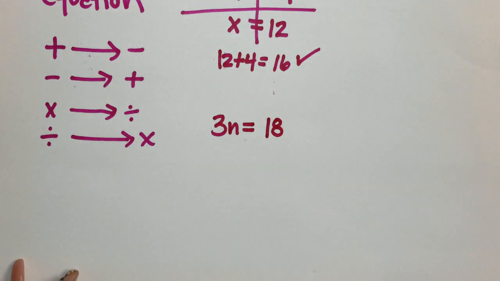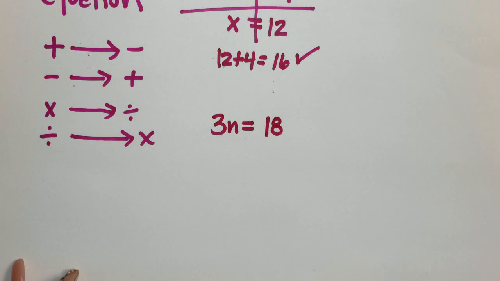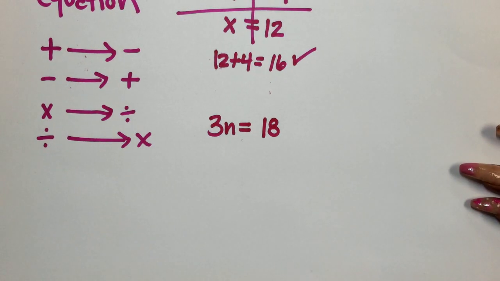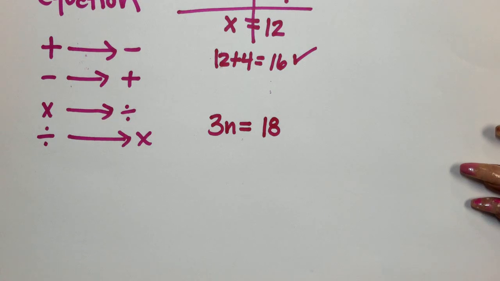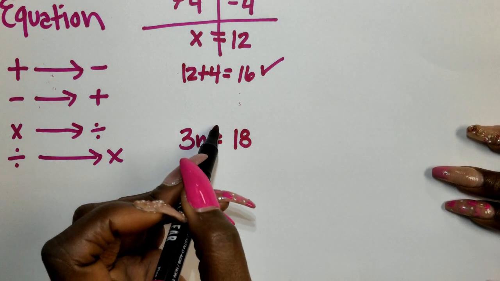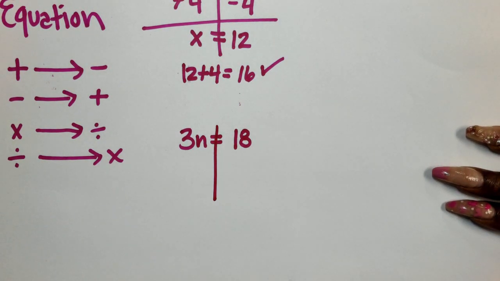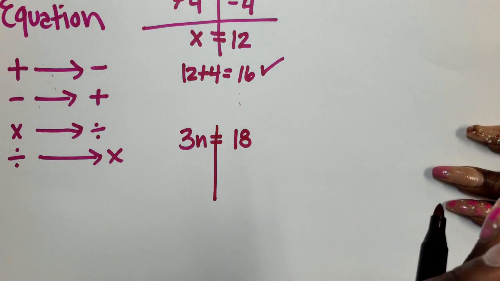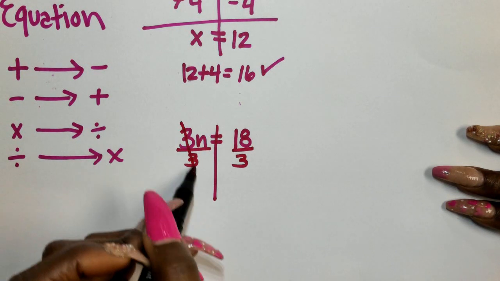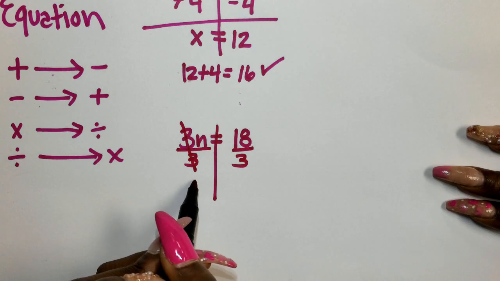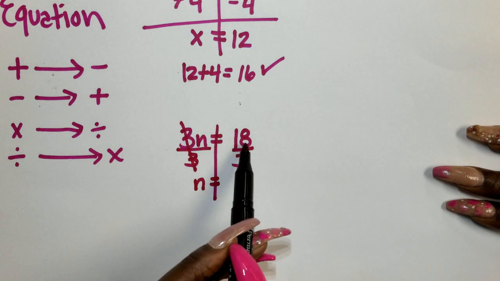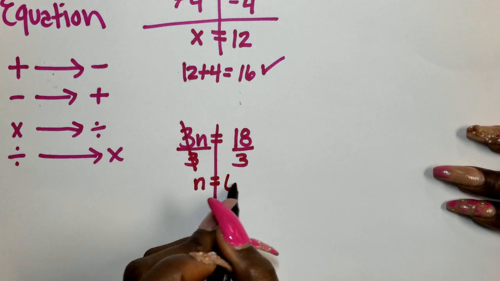3n is equal to 18. Again, remember when we have two things together with no symbol, that automatically lets us know that I'm going to be multiplying. And the inverse of multiply is divide. Draw my little line down the middle. Whatever I do to one side, I also have to do to the other side. So I'm going to divide by 3, divide by 3. Cancels out. So in this case, n is equal to, now I'm going to do the same thing on this side. 18 divided by 3, I get 6.